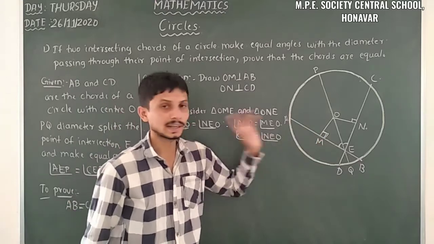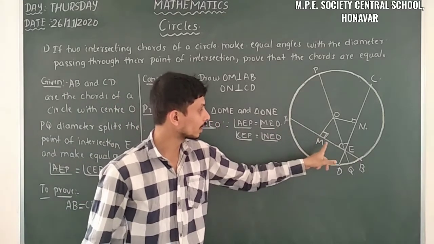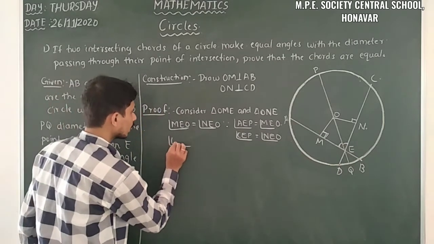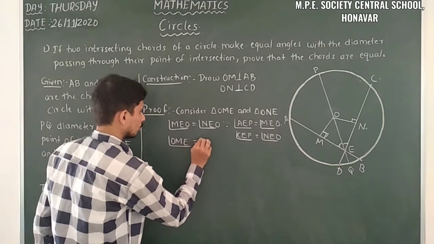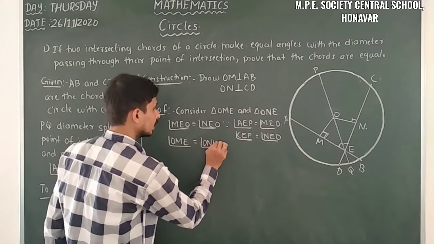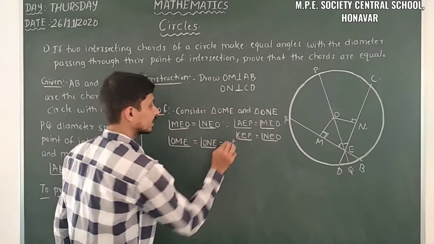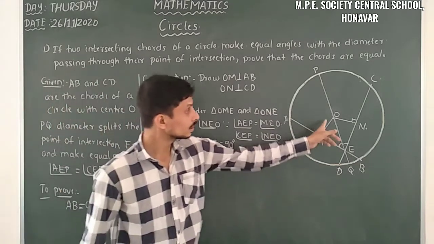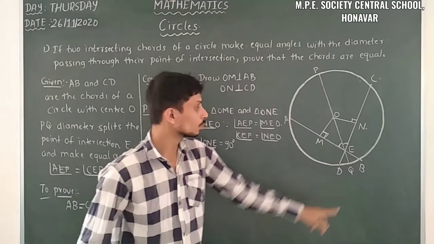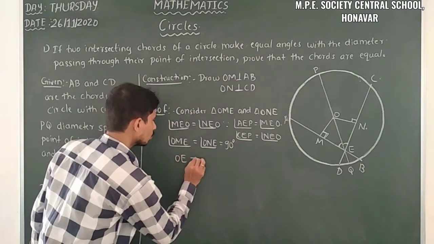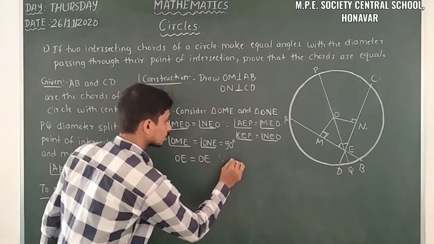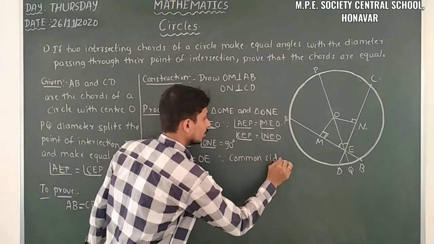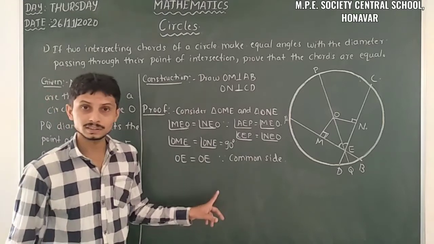Another equality is the right angle. That is angle OME is equal to angle ONE, which is equal to 90 degrees. Another equality. Then these two triangles have a common side, that is OE. OE is equal to OE, because it is a common side.